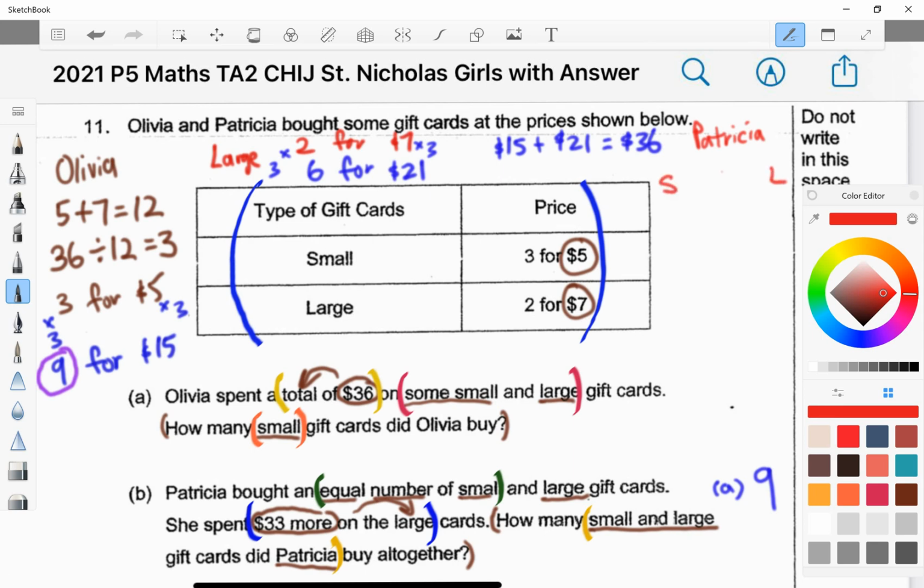Okay, so I'd like to apologize for the lack of working space for this question. So I have to squeeze my working to one side. Sorry about that, because my focus is actually on the question itself, and due to that there is a lack of working space, so just bear with me. So for the small, they say that it is 3 for $5. And for the large, they say it is 2 for $7.